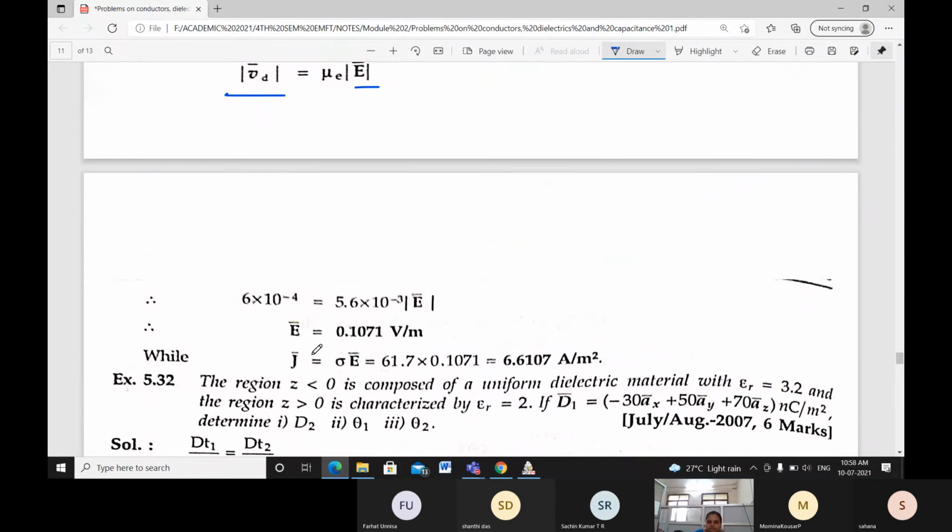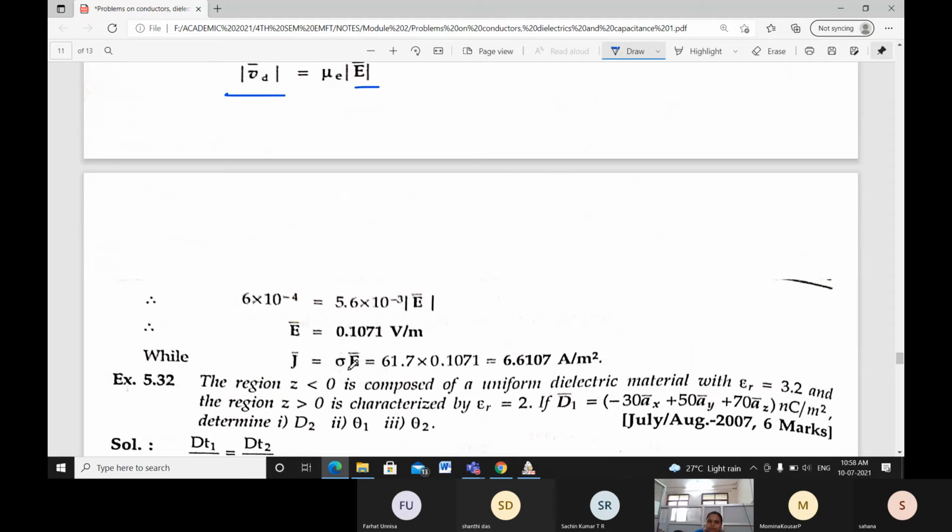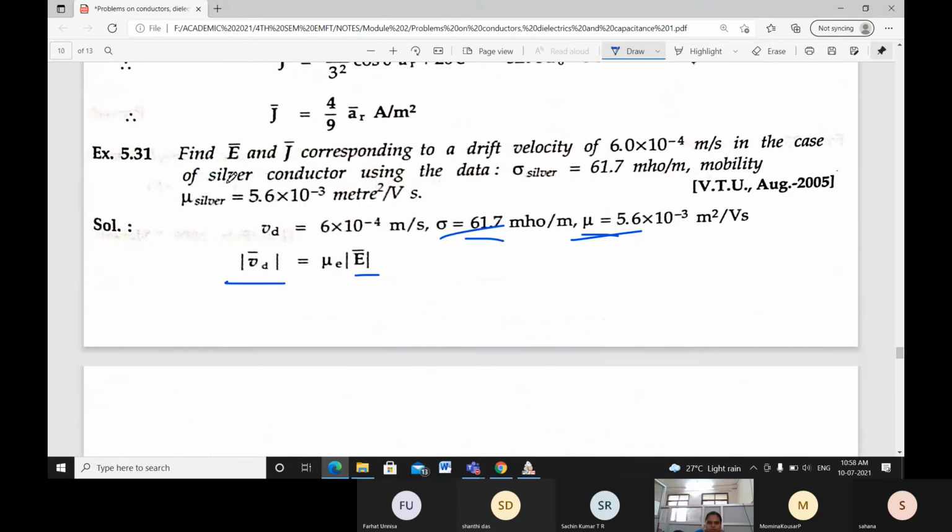And what is our current density? Current density J is going to be conductivity times your electric field intensity. Conductivity is given, multiply with the E we calculated previously. Then you will be getting 6.6107 amps per meter square. These problems will be asked for a minimum of 2 to 4 marks. It's asked also.